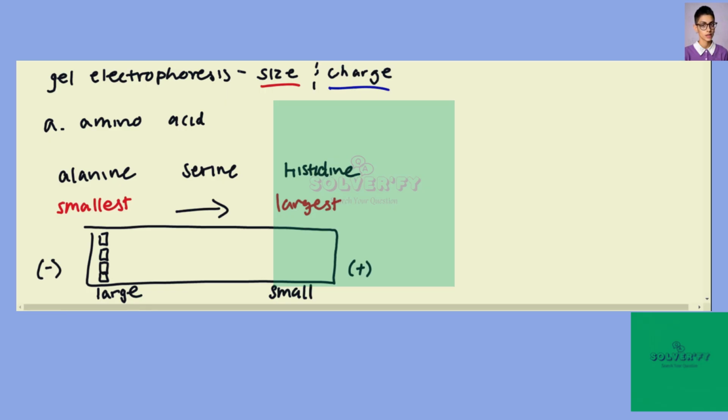So, taking that into account, we know that histidine as the largest will be towards the beginning. And then as we progress through the gel, we will eventually run into where the serine would be located. And finally, our alanine as the smallest molecule will be towards the end of the gel. So this is how the amino acids will separate. And of course, alanine will move furthest down the gel because of its size. So that is part A.